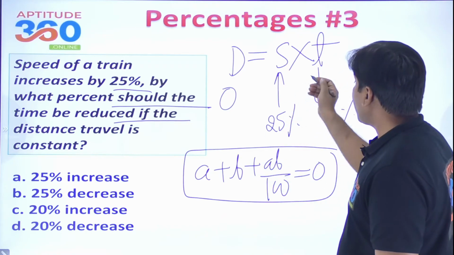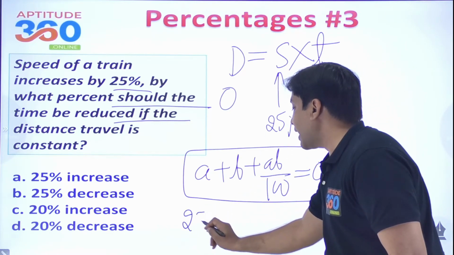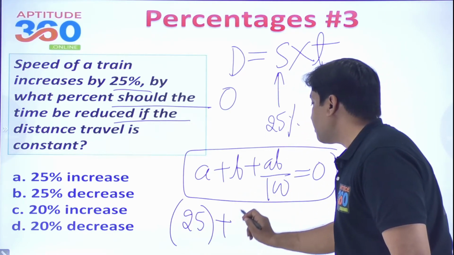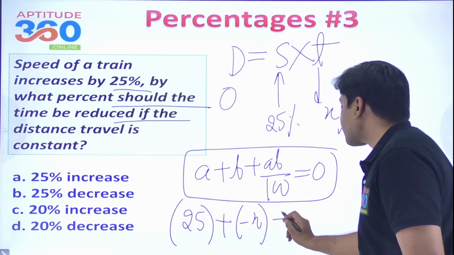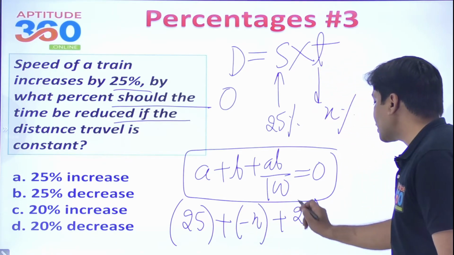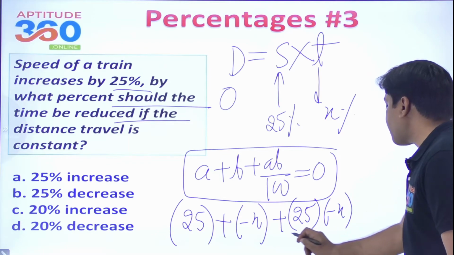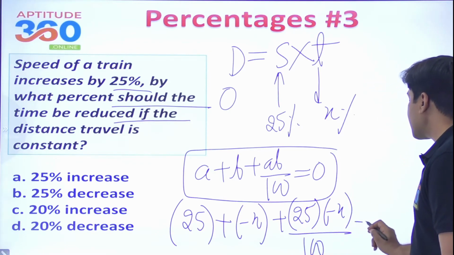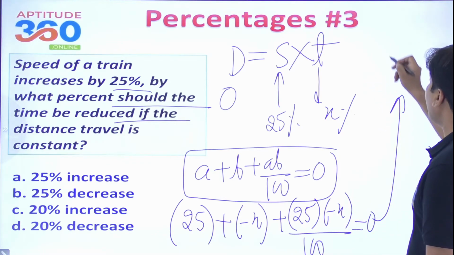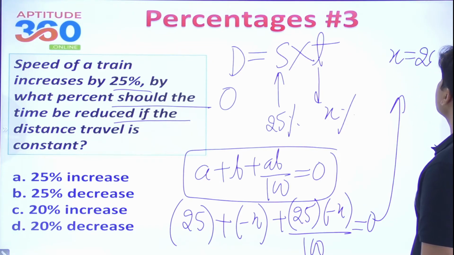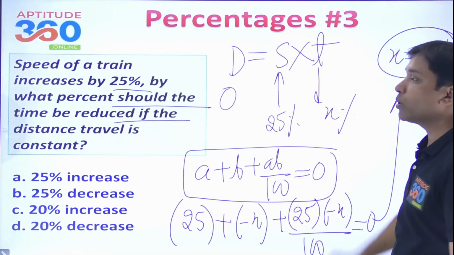Now you apply this. You take A as 25, and B as minus x, so 25, A is 25, and then minus x upon 100. Please simplify this. Please simplify this. And if you find out the value of x as 20%, that's going to be marvelous, right?